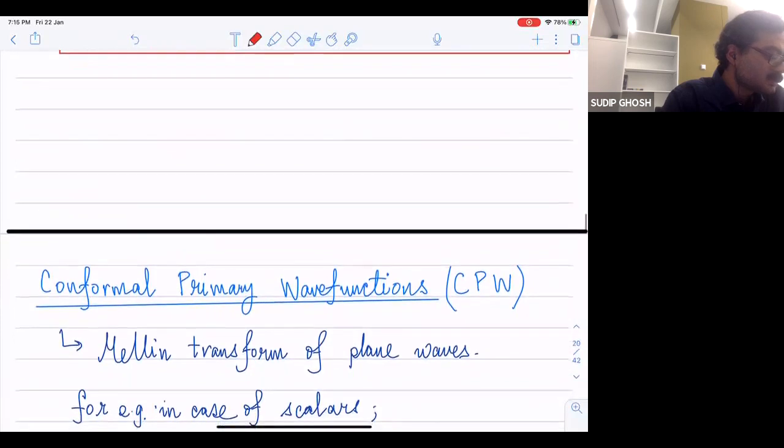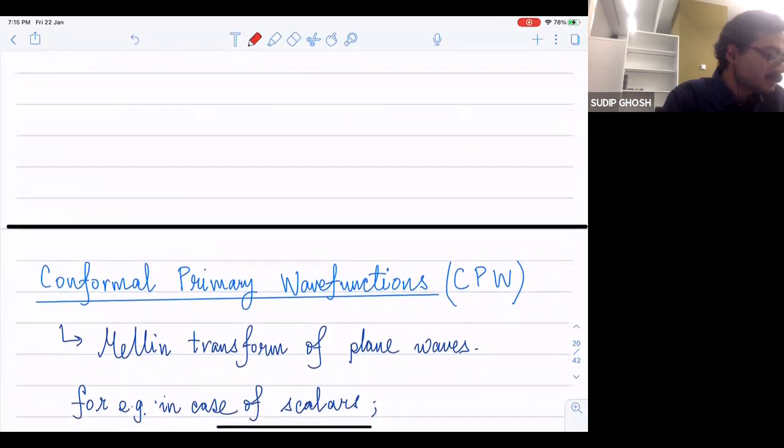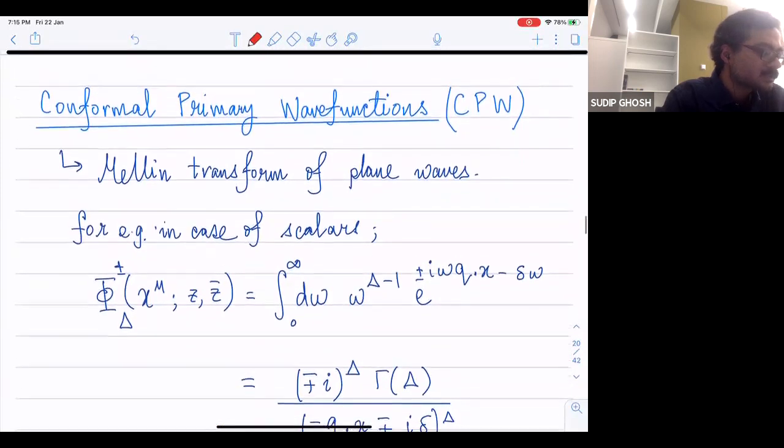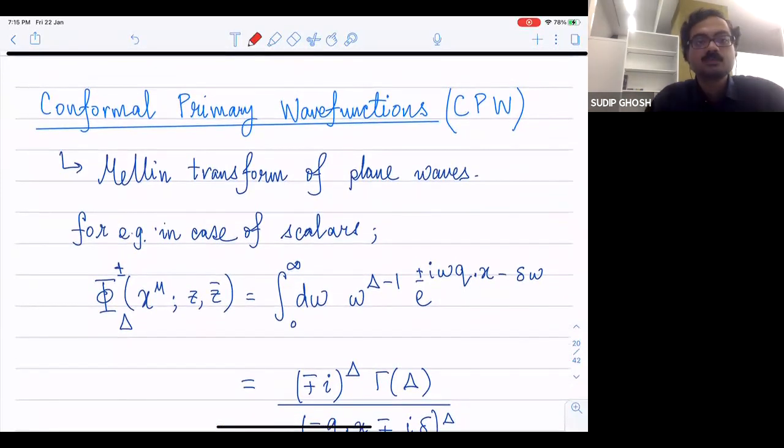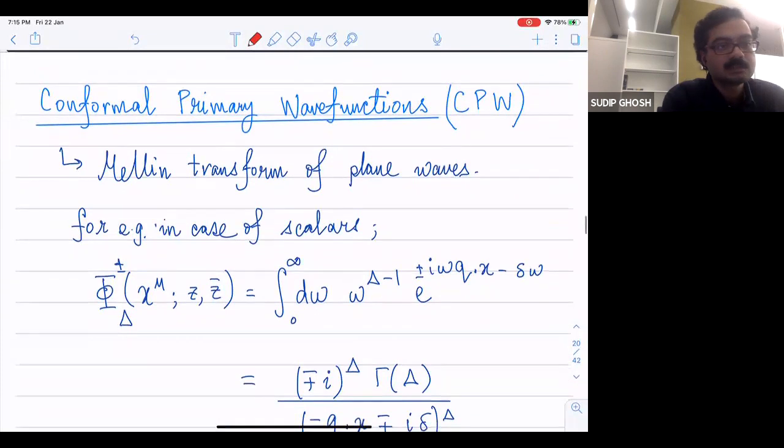Now having talked about the creation annihilation operators, sometimes it is also useful to talk in terms of wave functions. If you read the original papers by Pasterski, Strominger and Shao, they actually talk in terms of wave functions rather than the creation annihilation operators, but that's an equivalent thing. These conformal primary wave functions are nothing but just the Mellin transform of the standard plane waves.